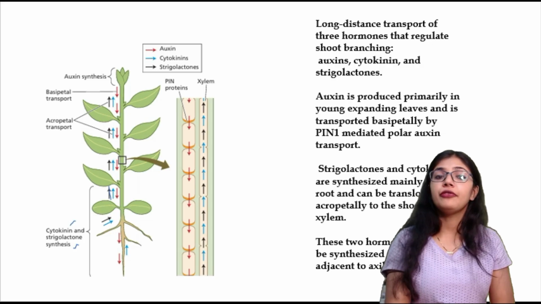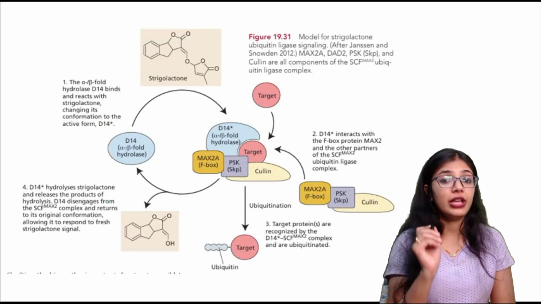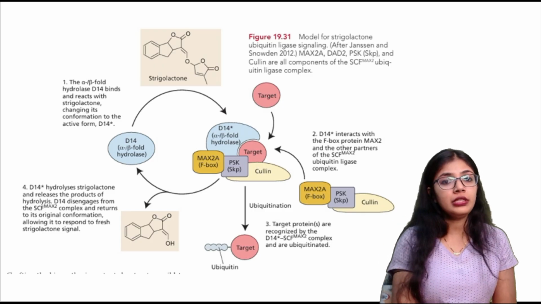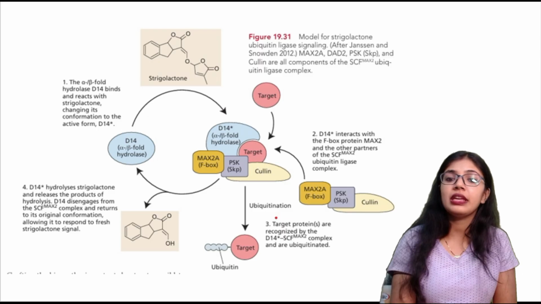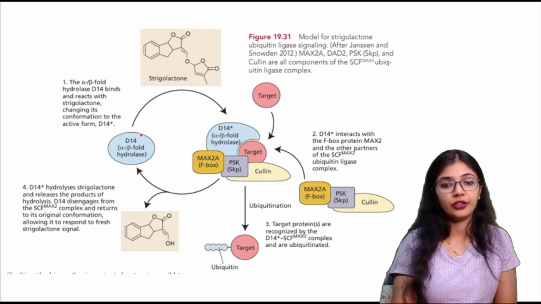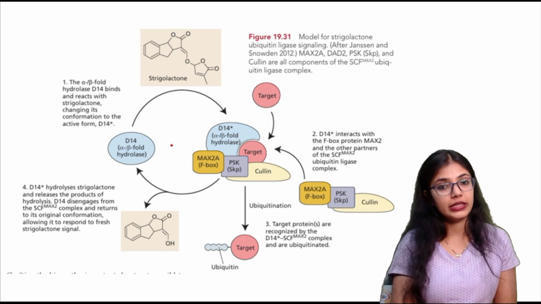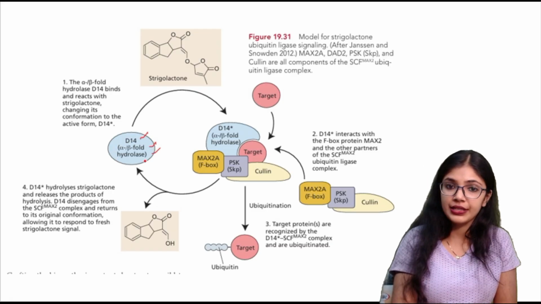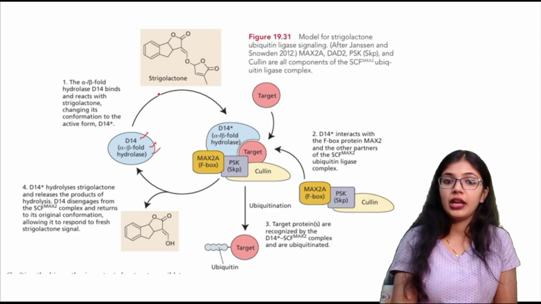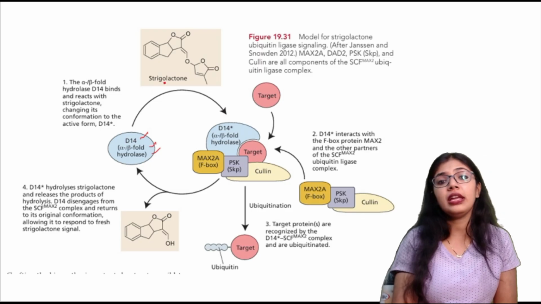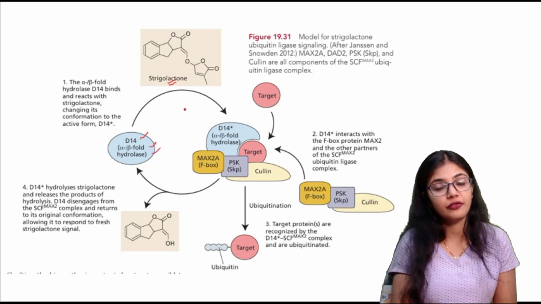Now we will understand the main topic of today's video, that is how the signaling takes place. The signaling here is also by the E3 ubiquitin ligase mechanism. The receptor for strigolactone is a hydrolase, known as D14 alpha beta fold hydrolase. This hydrolase reacts with strigolactone, works as a receptor for strigolactone, and when it binds with strigolactone, it is activated.